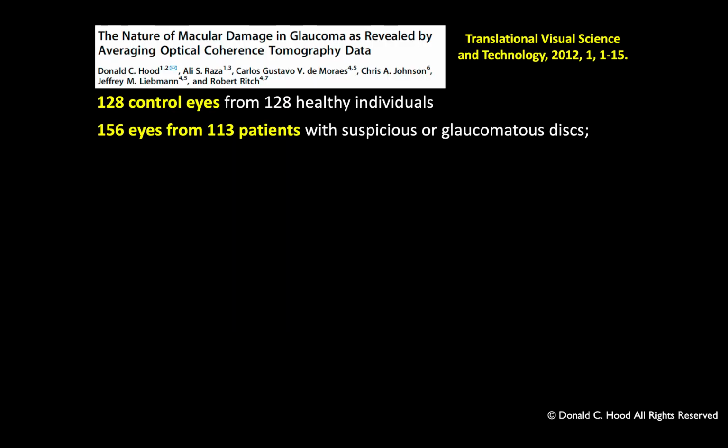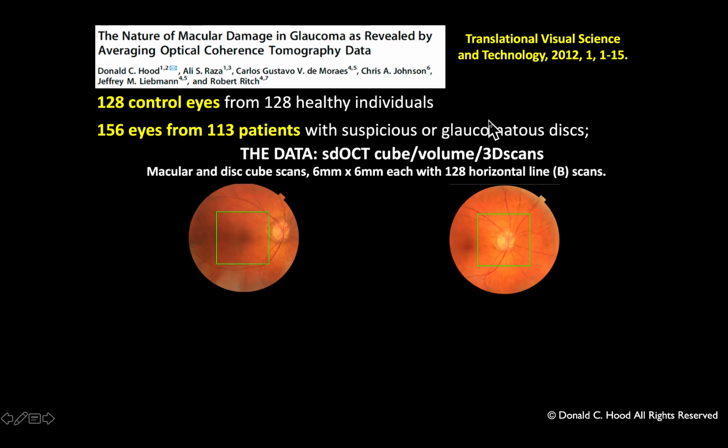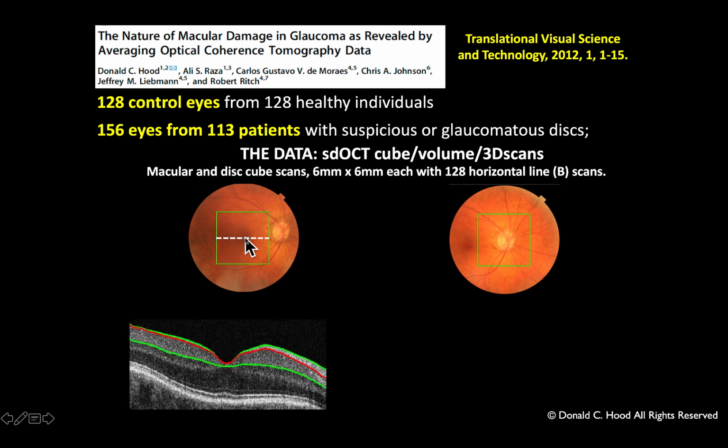So the data here come from a study that we published about 7 years ago now, and we had data from both control eyes, healthy control eyes, and also patients that were either suspicious or had glaucoma. Everyone had cube scans, 2 cube scans, one centered on the fovea, one centered on the disc. Each of these cube scans is made up of 128 individual line scans. So there are 128 line scans here. This would be one of them right through the fovea.